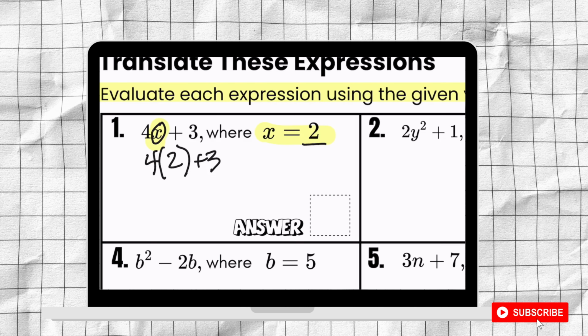And so we are going to remember, please expect mistakes. Determination always succeeds, and so we are going to multiply before we add. So 4 times 2 gives us 8, and then we have 8 plus 3 equals 11.